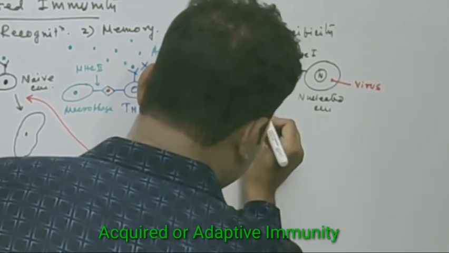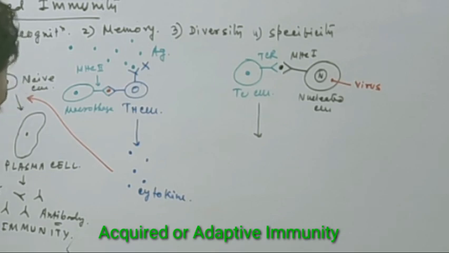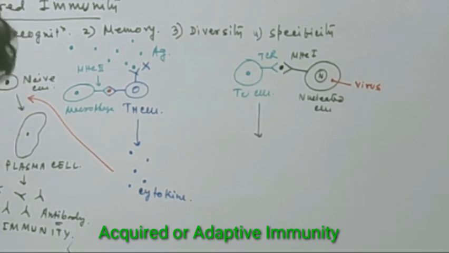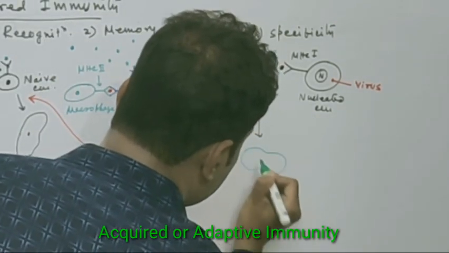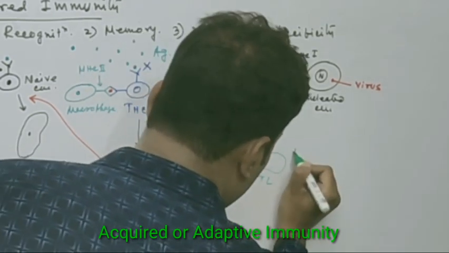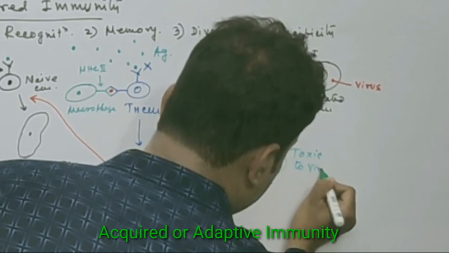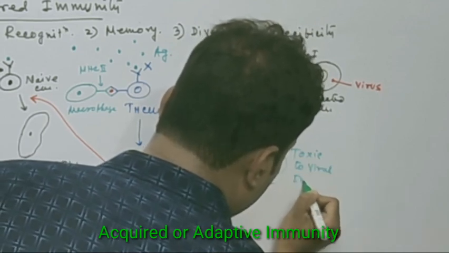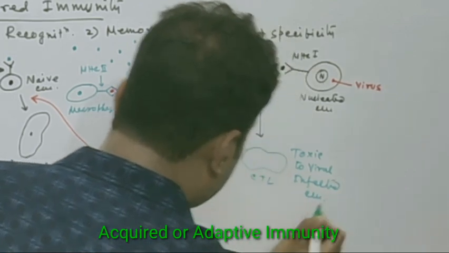And then this TC cell will be differentiated into the CTL, or cytotoxic T lymphocyte. This cytotoxic T lymphocyte is toxic to viral infected cells. So they will destroy the viral infected cell.